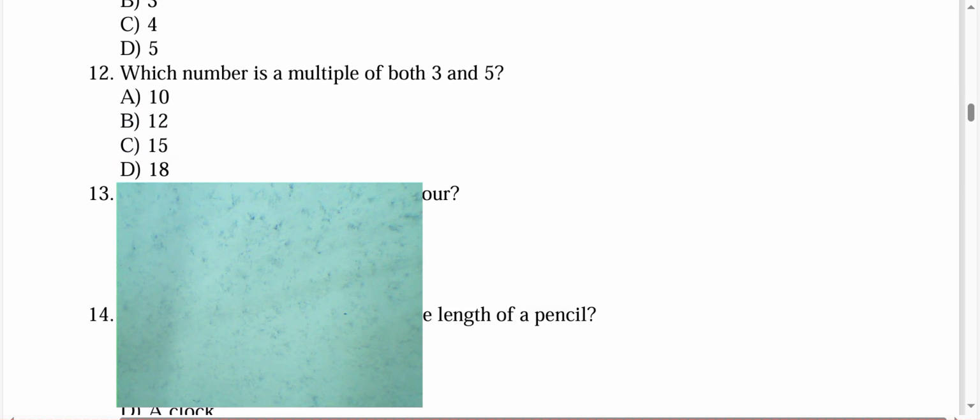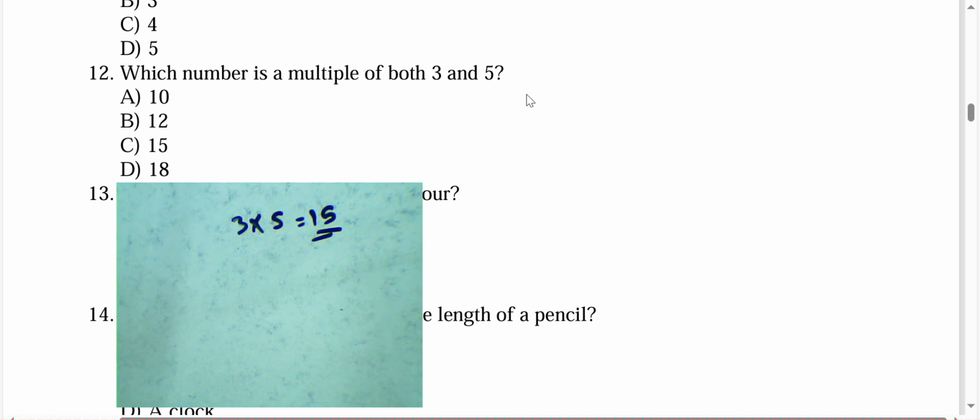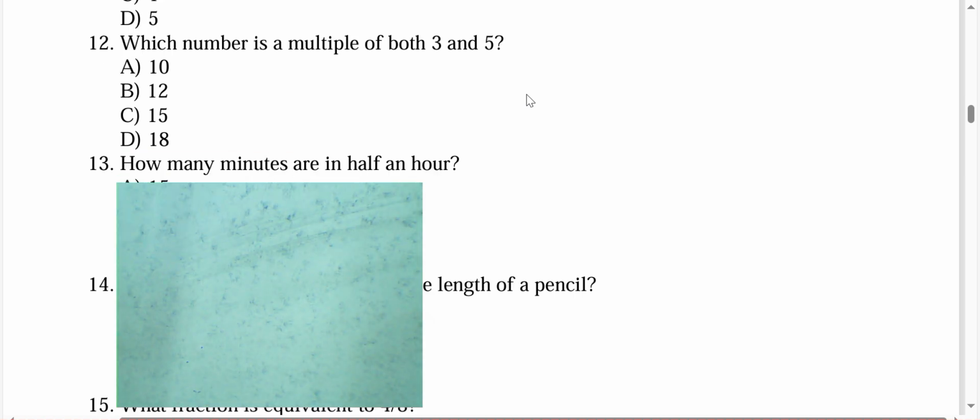Next question, number 12. Which number is a multiple of both 3 and 5? 3 times 5 equals 15. We can write 3 times 5 equals 15. That's the result, okay?